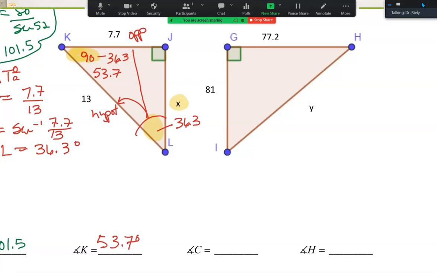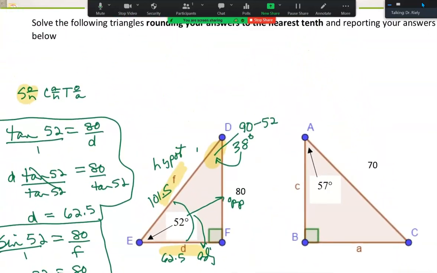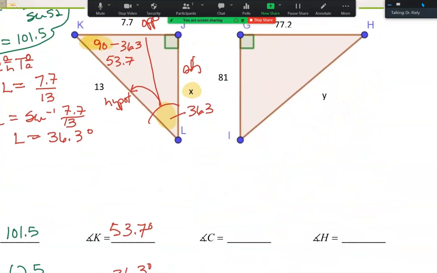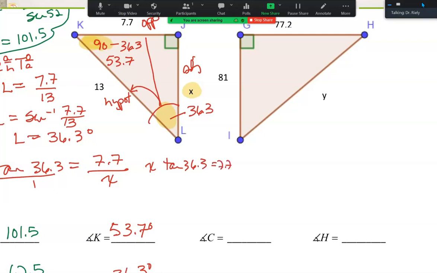And I'm going to say opposite and adjacent. Opposite and adjacent is going to be tan, right? That's going to be tan for what I'm going to do right now. So let's say the tan of 36.3 equals opposite over adjacent. Do your cross products. So x times the tan of 36.3 is going to equal 7.7. Okay, so I'm going to try to squish this over here. And so I want to get x by itself.